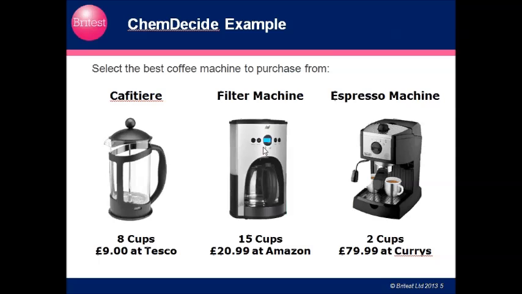This video will quickly run you through an example of ChemDecide, and the particular problem we're going to work on is to choose the best coffee machine to purchase from the following: cafetiere, a filter machine, and espresso machine.